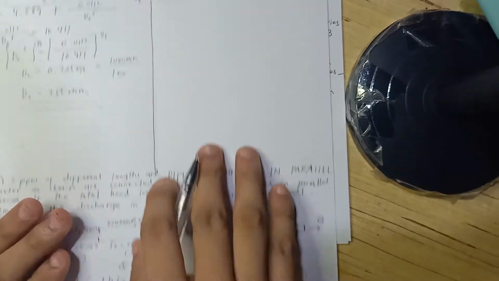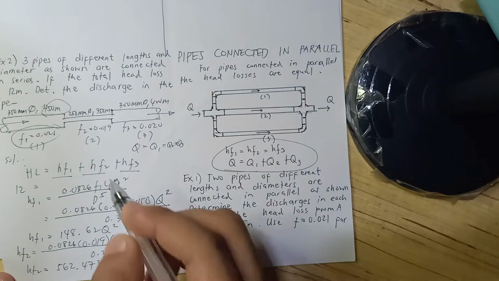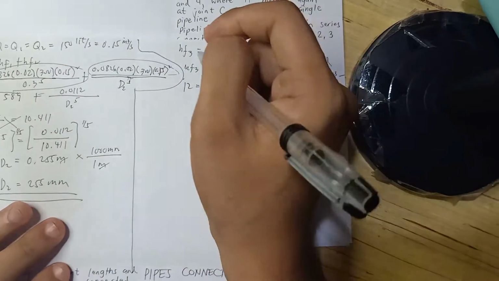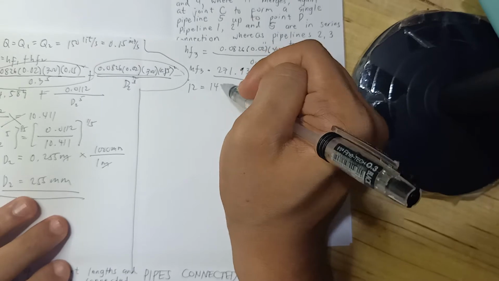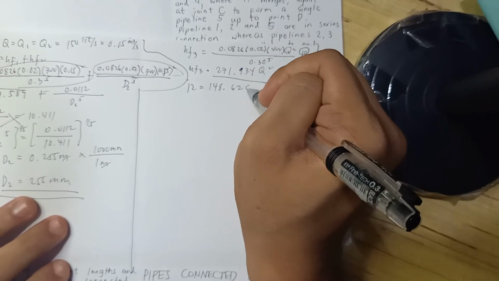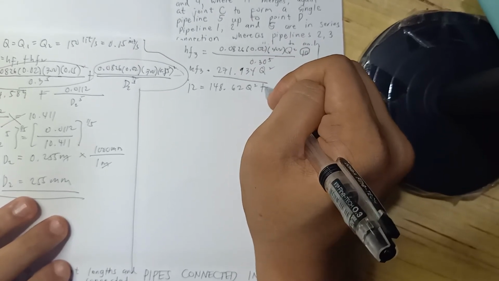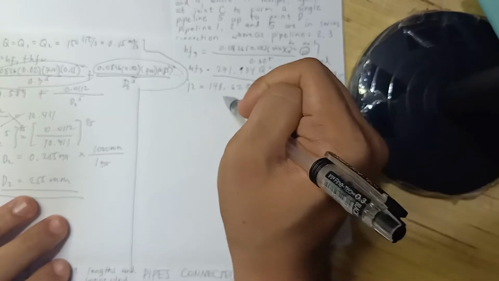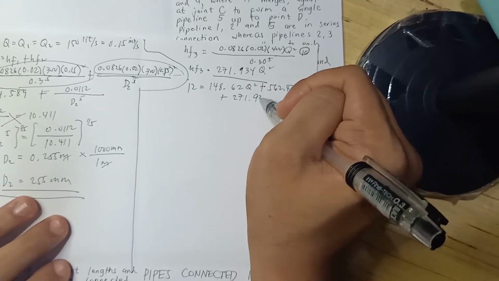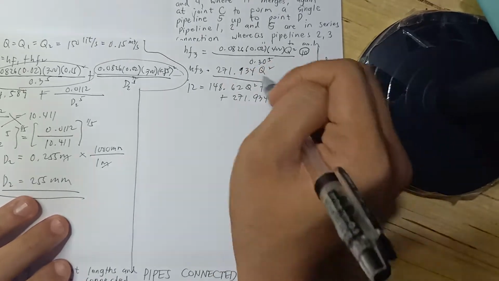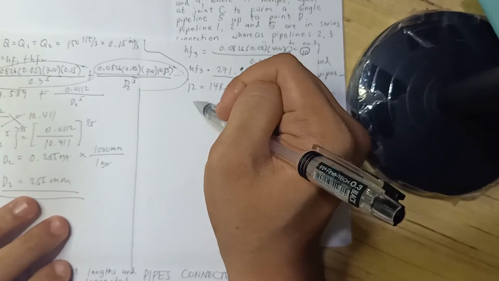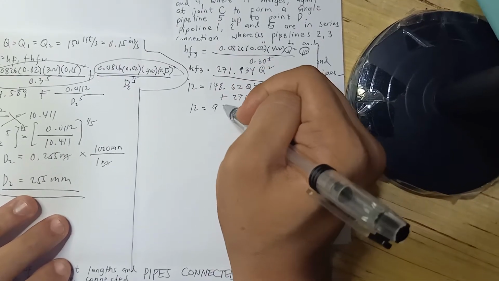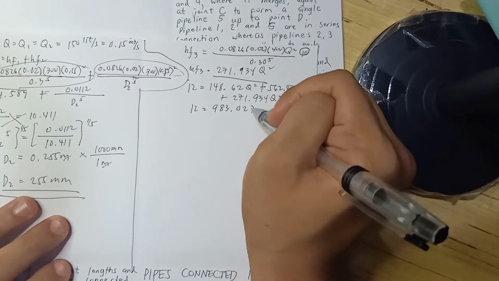So these values are the major head losses according to this. So 12 equals HF1, which is 148.62 Q squared, plus HF2, which is 562.473 Q squared, plus 271.934 Q squared. So combine like terms, the Q squared. It turns out that 12 equals 983.027 Q squared.